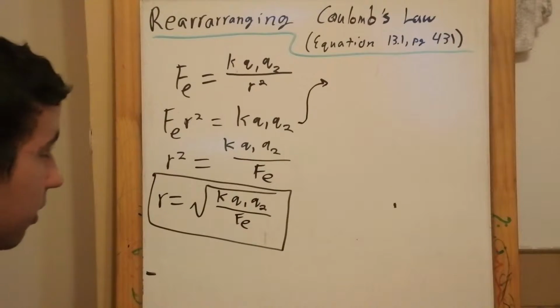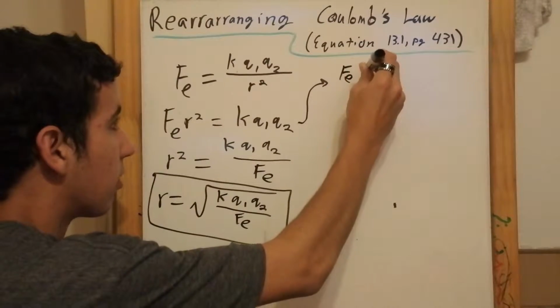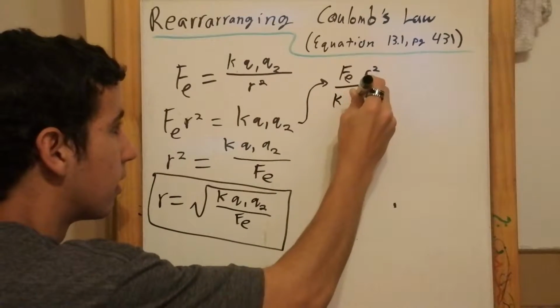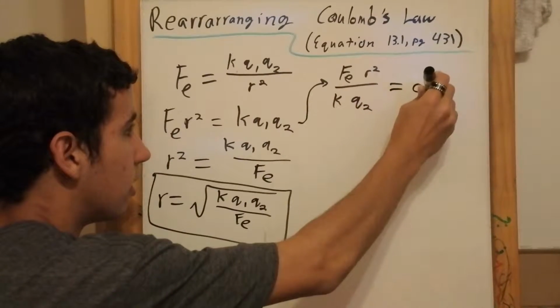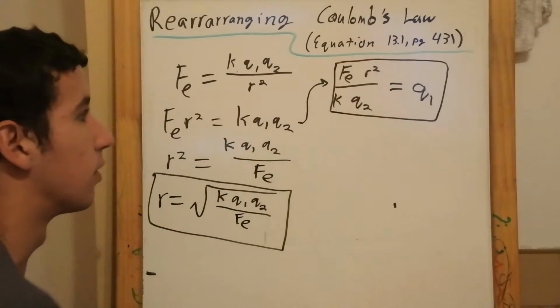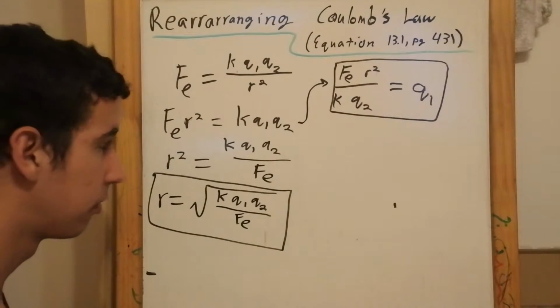So I end up with Fe times R squared divided by K times Q2. That is going to be equal to Q1. Okay, very simple, just standard algebra rearranging of equations. Nothing advanced there.